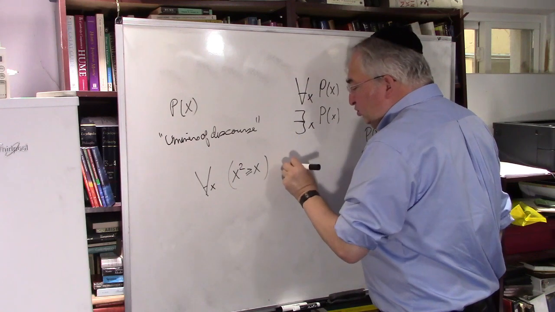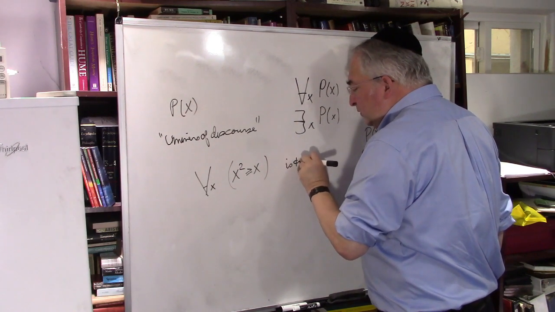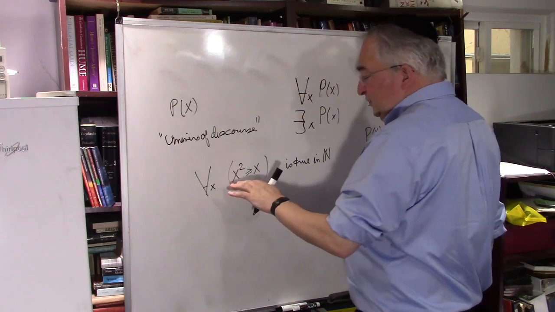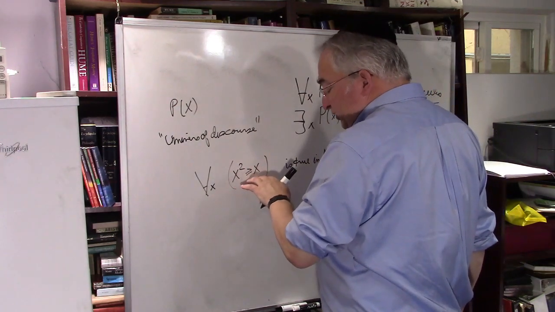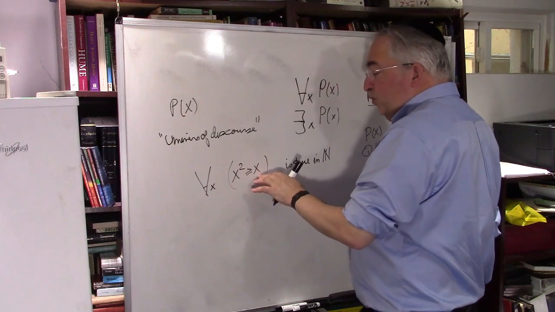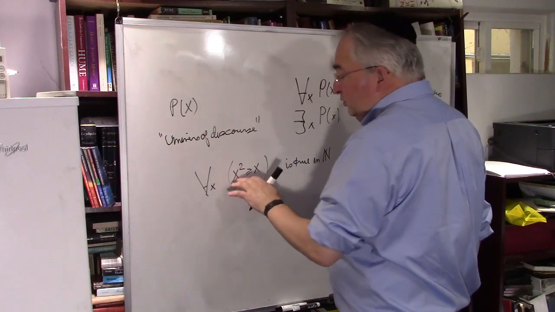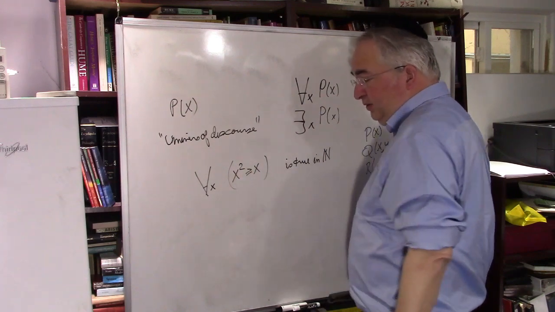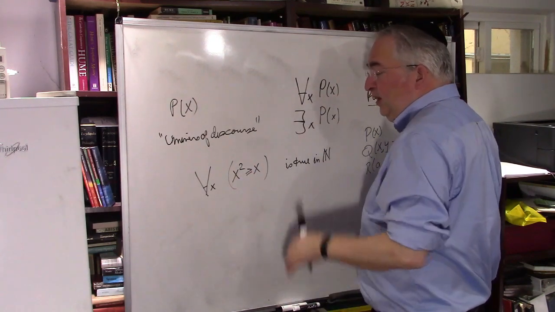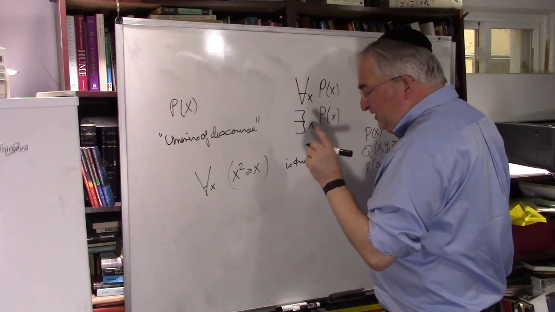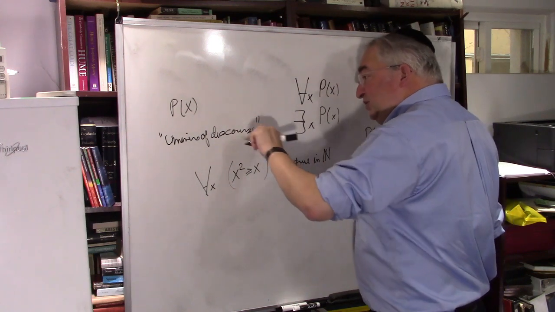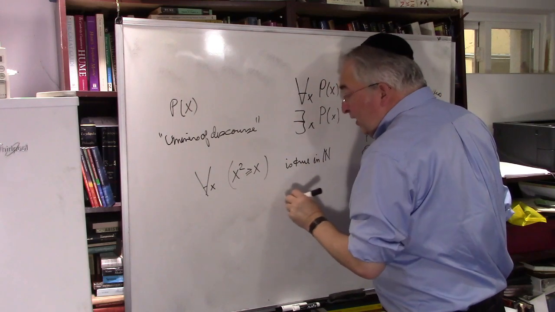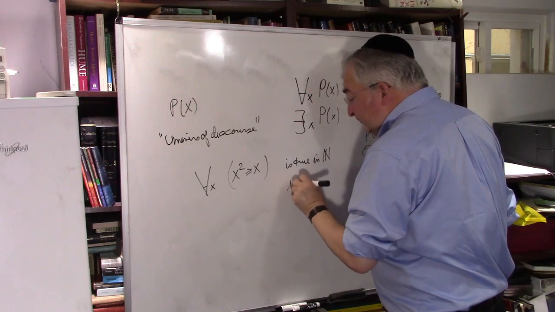It is true in the natural numbers. Let's just see. For 0, 0 squared is greater than or equal to 0, that's true. 1 squared is 1, that's true. 2 squared is 4, greater than 2, true. 3 squared is 9, greater than 3, it works. But let's say the universe of discourse is not the natural numbers, but the real numbers.